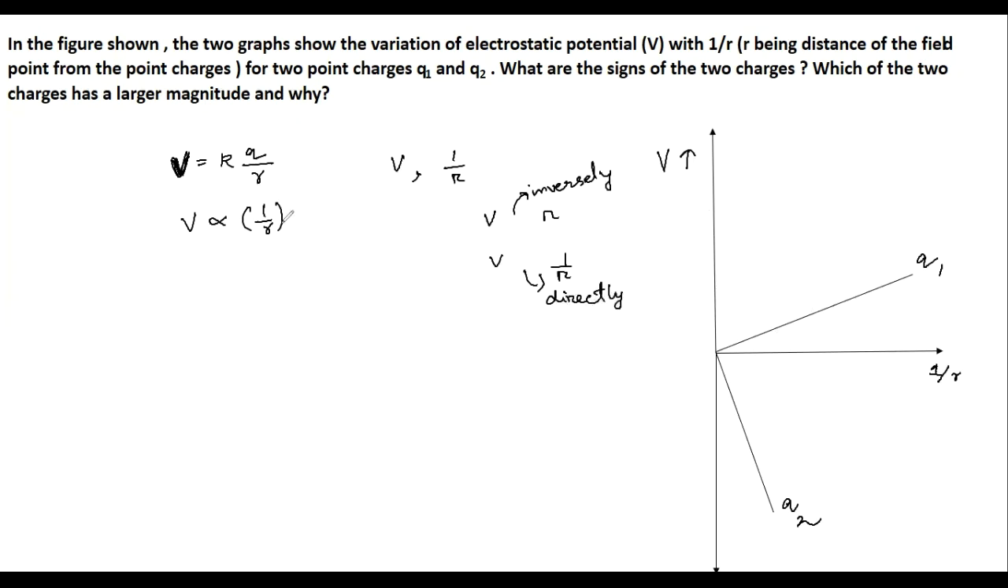Okay. So in our question, the relation between V and 1 by R is provided to us. And based on this relation, you have to find the sign of the charges Q1 and Q2. Now, this diagram shows very clearly that since the Q1 plot is in the first quadrant, Q1 will be positive, and since Q2 is in the fourth quadrant, Q2 will be negative. Okay. So these are the signs of the two charges.